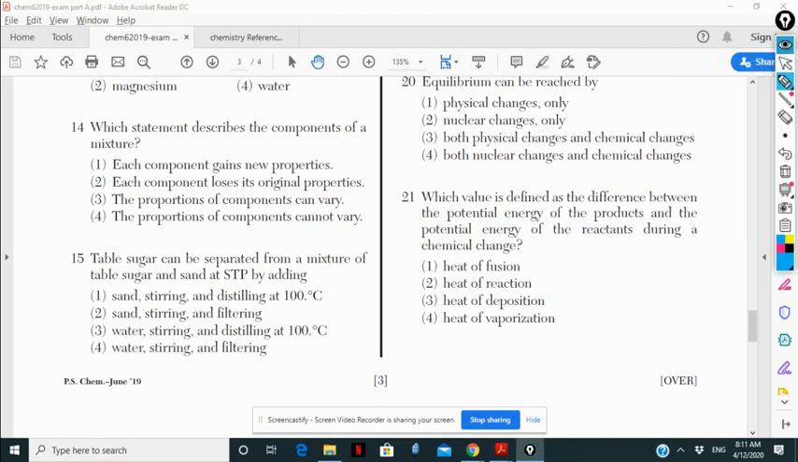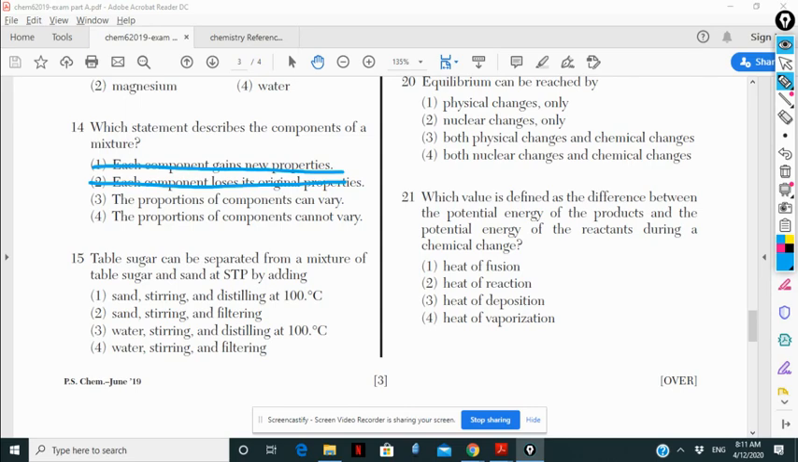Question number 14. Which statement describes components of a mixture? Each component gains new properties. If it's a mixture, it means I can separate them using physical properties, not chemical properties. So did they gain any new properties? No, because they still have the same properties. Each component loses its original properties. That's incorrect. We said they still have the same properties. So one and two cancel out.